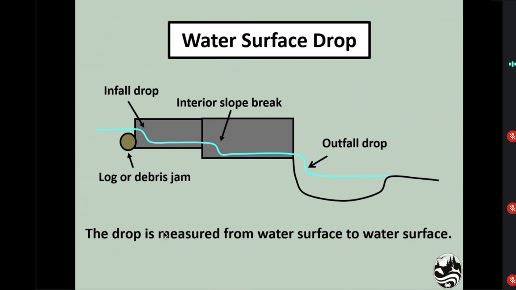It's important here to know, you can read right here on the slide, but there could be a slope break in the pipe. And this is an example of a pipe that's been retrofitted with another piece. There can be a water surface drop in the pipe and also at the inlet. So consider measuring anywhere in the pipe there is a water surface drop. And I'm going to use my arrow. You're going to measure the water surface here to the pool water surface here.